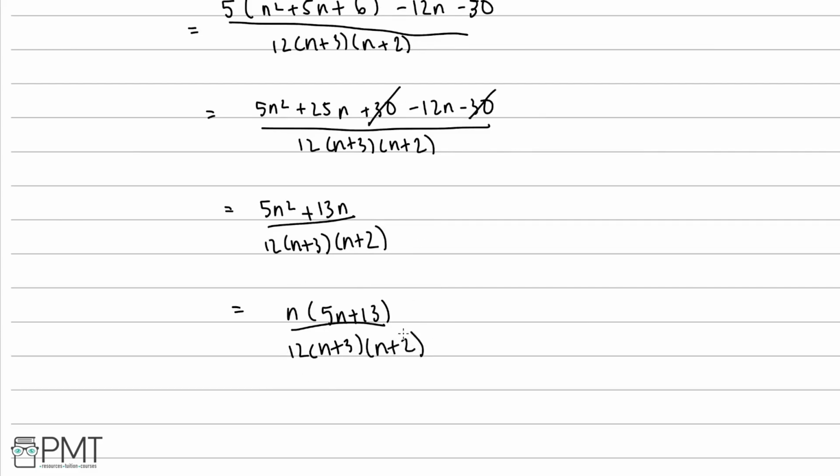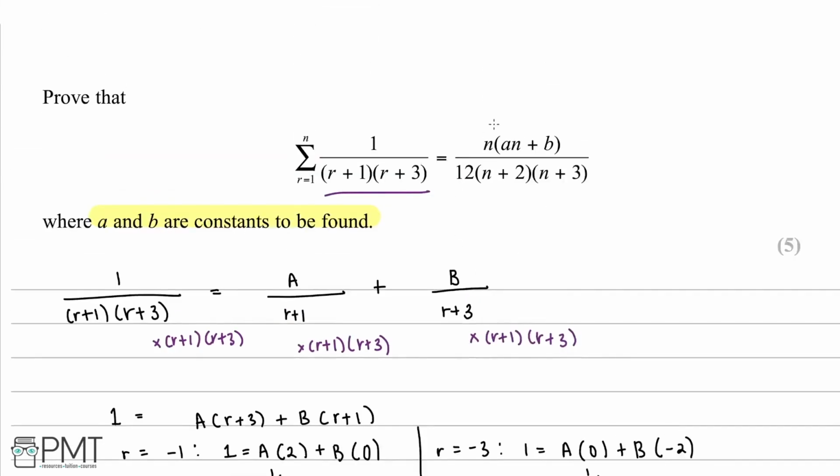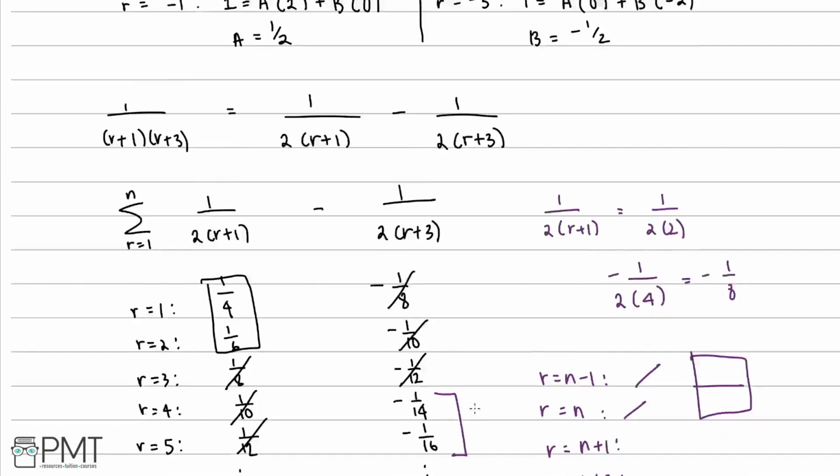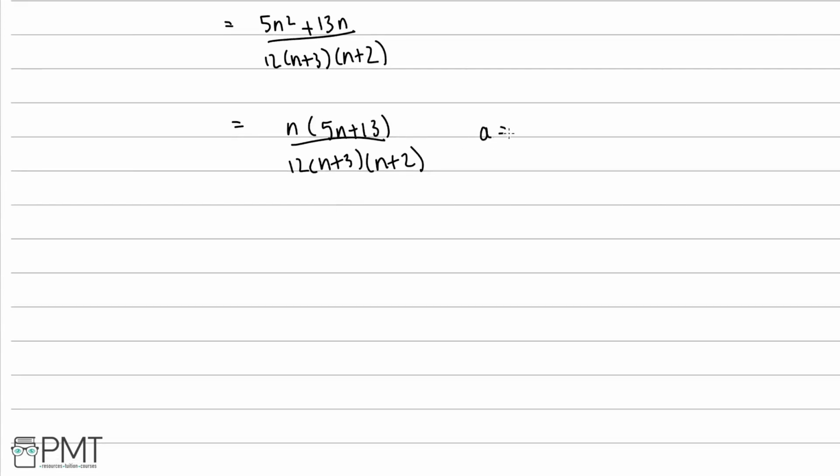Now, this is in the form that the question wanted us in, because the question wanted it in n times (an plus b) all over 12 times (n plus 2) times (n plus 3). And thus, we have solved the question. a is equal to 5 and b is equal to 13.